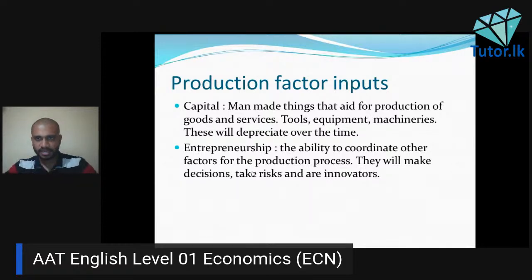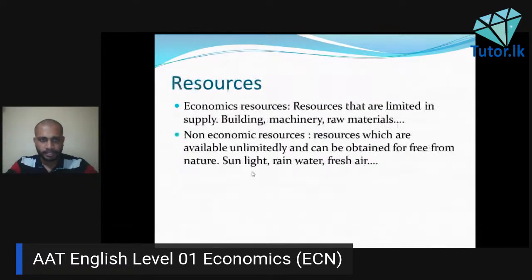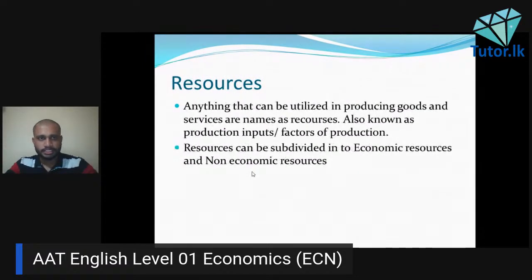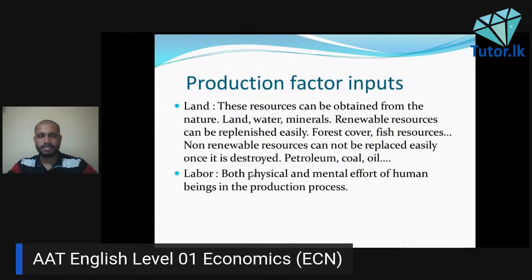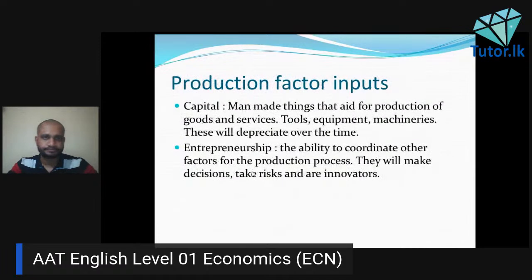If these four are available at one single point, then we can say it's a business. So in order to run a business, you need four factors of production: land, labor, capital, and entrepreneurship. We have talked about needs and wants, what the resources are, and what the factors of production are.